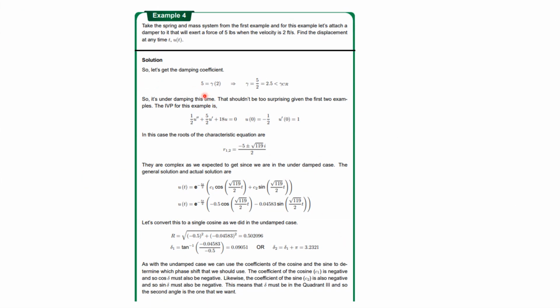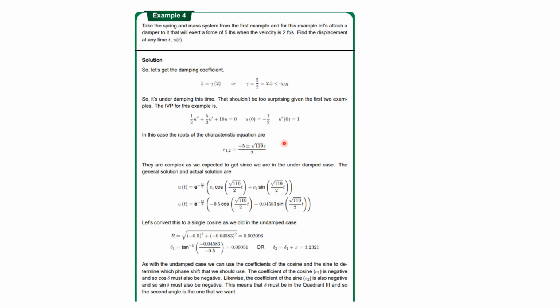Okay, so again, we find the damping coefficient: 5 is equal to gamma times 2, so this is 2.5. This is less than the critical damping, so it is underdamping this time. And it shouldn't be too surprising, given the first 2 examples we covered, but this time you will have some oscillation that will happen. So the IVP that this leads to is 1/2 u double prime plus 5/2 u prime plus 18u is equal to 0. There are the same initial conditions.